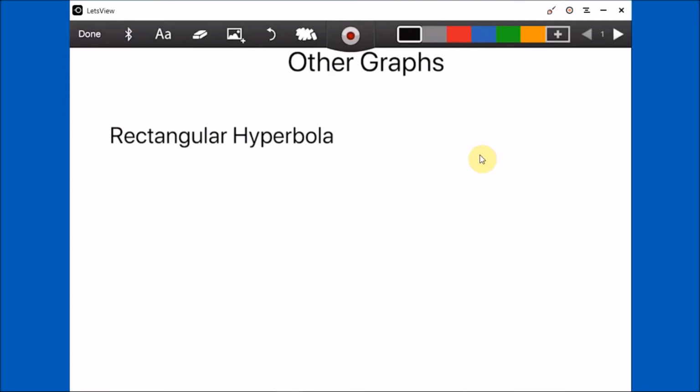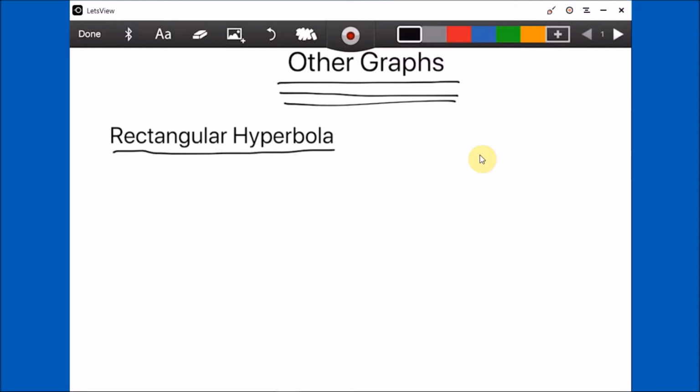Alright, today we're looking at what we call the rectangular hyperbola. New topic here, other graphs is the topic, I should have mentioned that first. We're just going to look at a few different types of graphs. We've looked at straight line graphs and we've looked at parabolas. Now we're going to look at some other graphs, and while we're looking at that, we're going to look at some commonalities between different types of graphs.